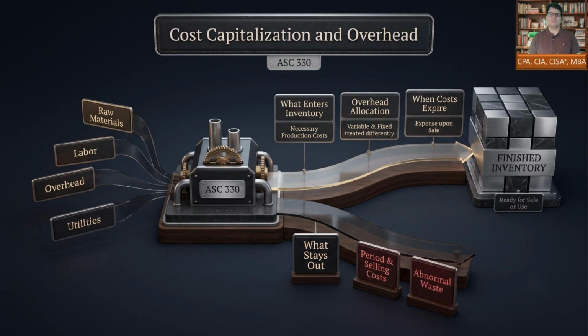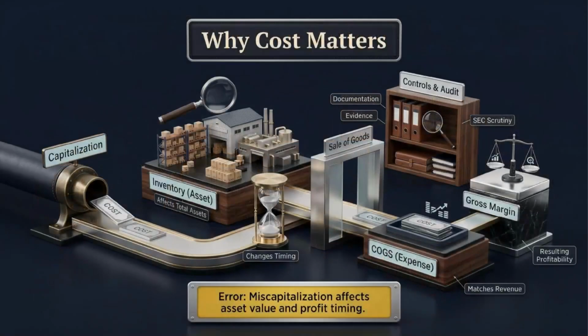In this lesson, we will separate what enters inventory, what stays out, how overhead is allocated, and when a capitalized cost finally becomes an expense. Cost capitalization matters because it changes timing. If a cost is capitalized into inventory, it stays on the balance sheet as an asset until the related goods are sold. When those goods are sold, the cost moves into cost of goods sold and affects gross margin. So capitalization affects the balance sheet today and the income statement later.